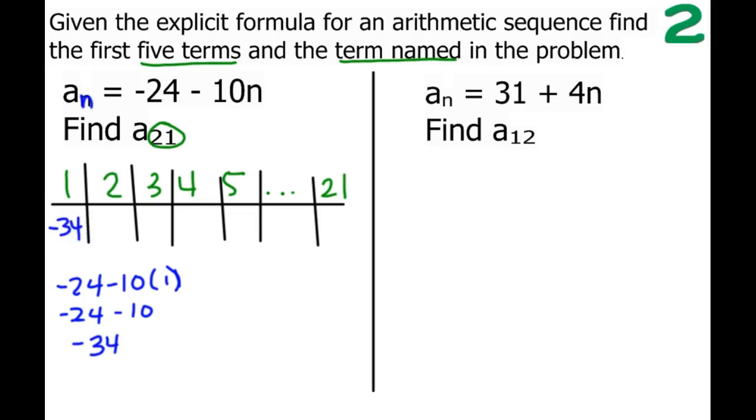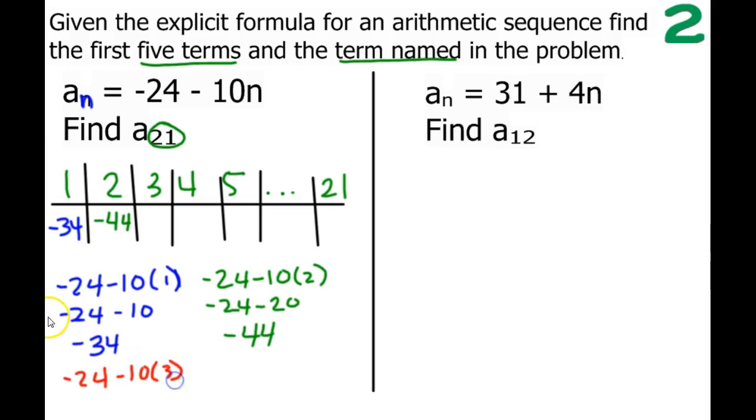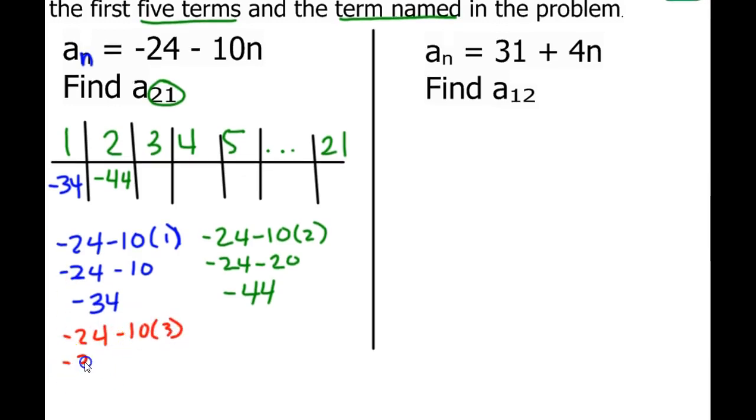Then we're going to plug in a 2. -24 minus 10 times 2. Well, 10 times 2 is 20, so negative 24 and a negative 20, that's negative 44. Then I'm going to plug in a 3. Negative 24 minus 10 times 3. Well, 10 times 3 is 30.